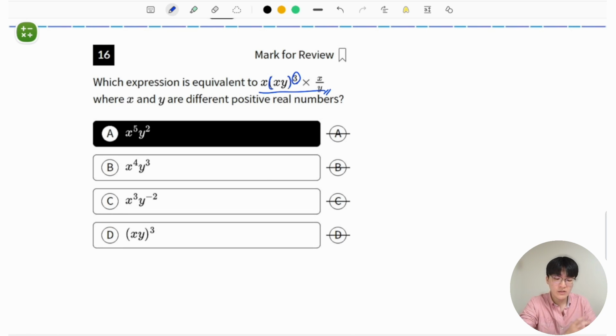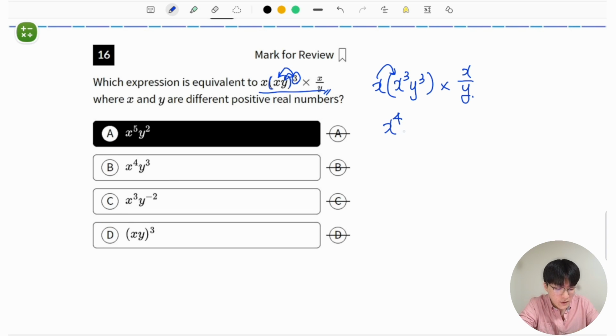And we know that there is this cubed. And if we have this cubed, we can distribute it to each of the terms. And therefore, we can rewrite it as x cubed, y cubed, times x divided by y. And we can multiply this x. If we do that, x times x cubed is just x to the 4th power, y to the 3rd power times x divided by y. Now, if we're dividing something by that variable, then it's as simple as taking 1 away.